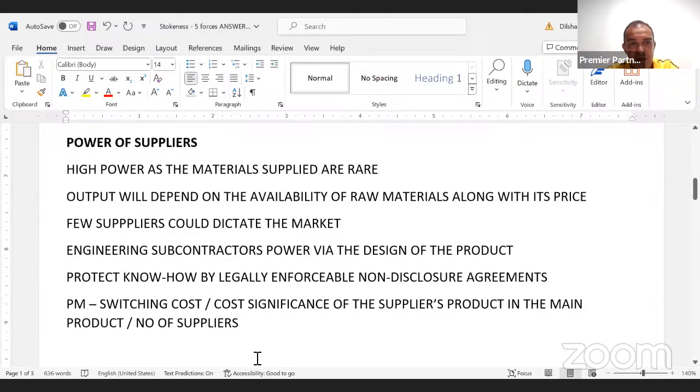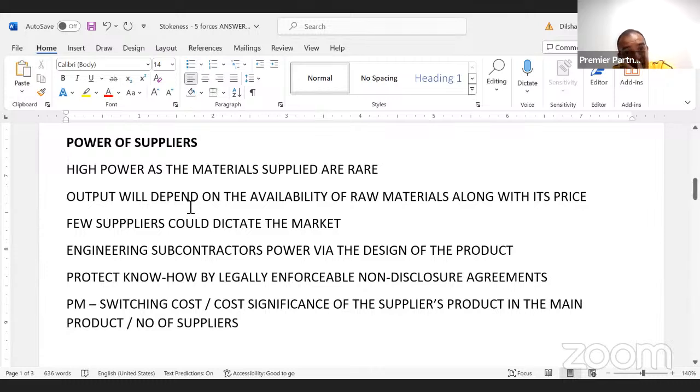Then power of suppliers. Power as the material supplied are rare. The material that comes in is quite rare. So only if you have access to it, you can manufacture. So the moment you have access to it, you're powerful, right? Or supplier power. Whoever has it, they have the power, meaning they will communicate price. We can't negotiate. Whatever price they say, okay, we have to buy.